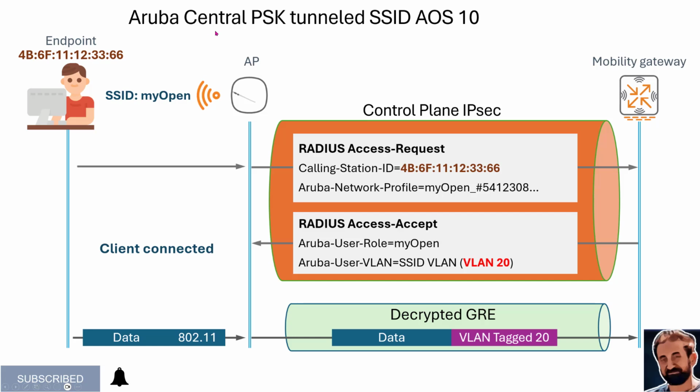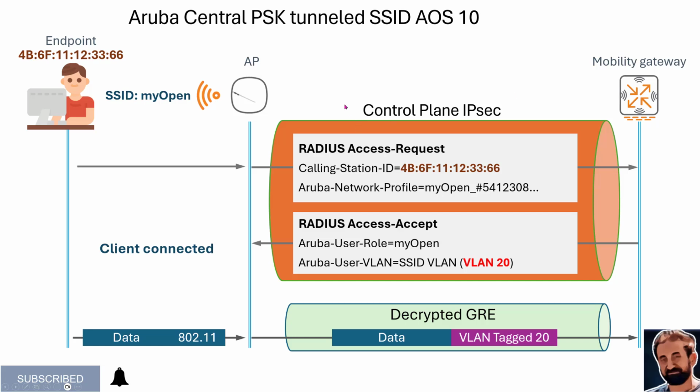Today I will talk about how the pre-shared key or PSK tunneled SSID in Aruba OS 10, using Aruba Central to manage it, works. So we have the client, we have the access point, obviously physically the AP and mobility gateway are connected somehow, and they are able to reach each other.